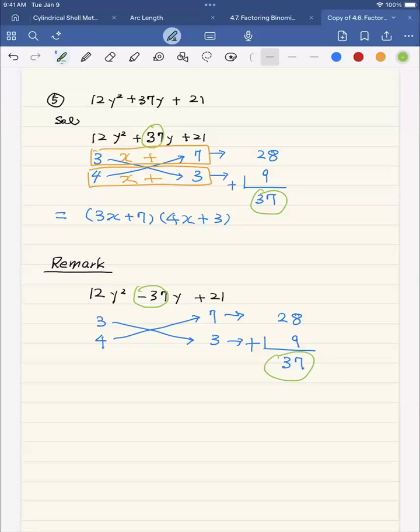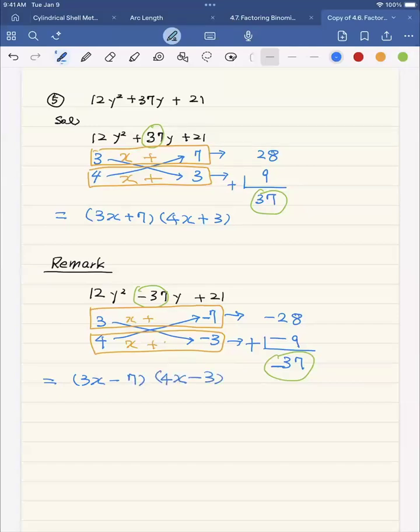So this 37 must be negative. And so we have to put both minus, because we can multiply negative 7 and negative 3 to get a positive number. And then when we combine those horizontally, that'll be 3x minus 7 times 4x minus 3.